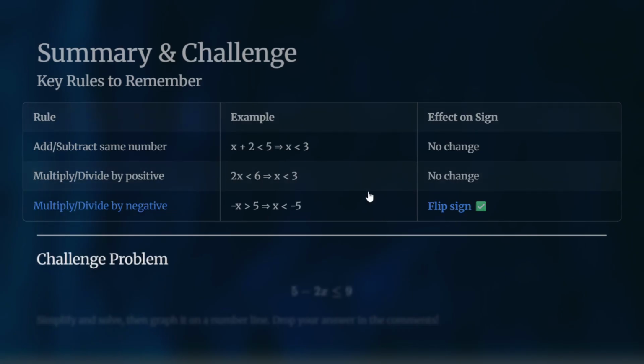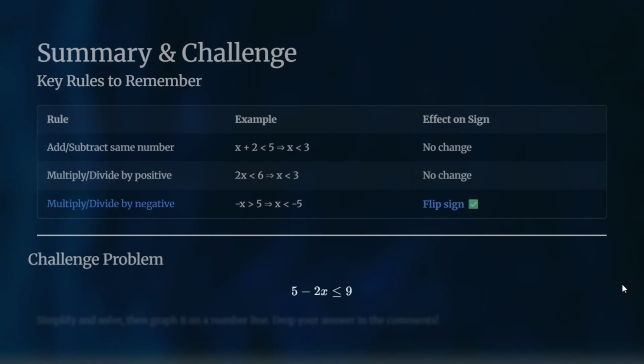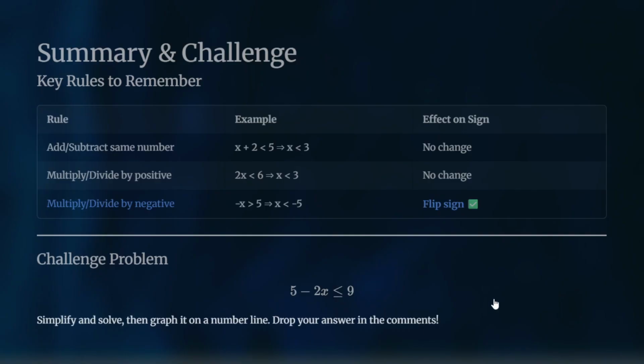So here's your challenge. I want you to solve 5 minus 2x is less than or equal to 9. Simplify and solve, and then graph it on a number line.